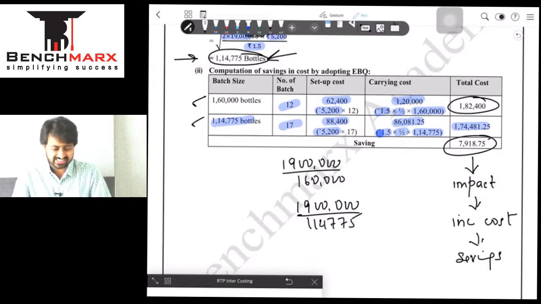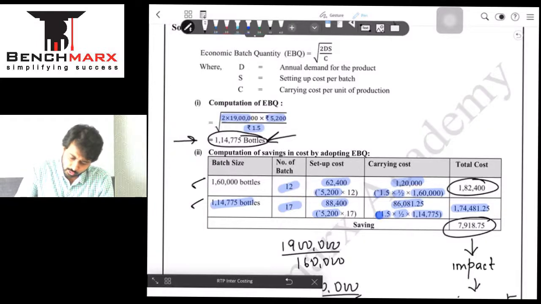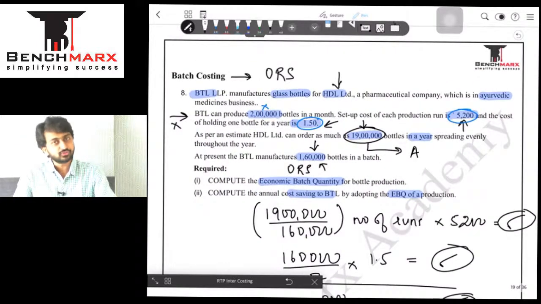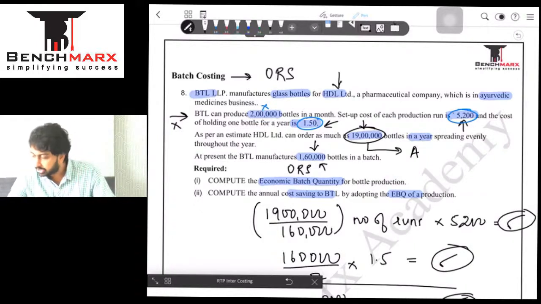Okay, the format is exactly the same as EOQ. I'm simply changing the names of raw materials to finished goods. There we had to find the quantity of goods I have to order at one time. Here we are finding the quantity of goods to manufacture in one setup. Okay, so question number 6 gone, question number 7 gone, question number 8 is also gone. Good thing to revise because we hadn't revised this concept in the previous RTPs. So one more question is what we'll do and then I will take a break.